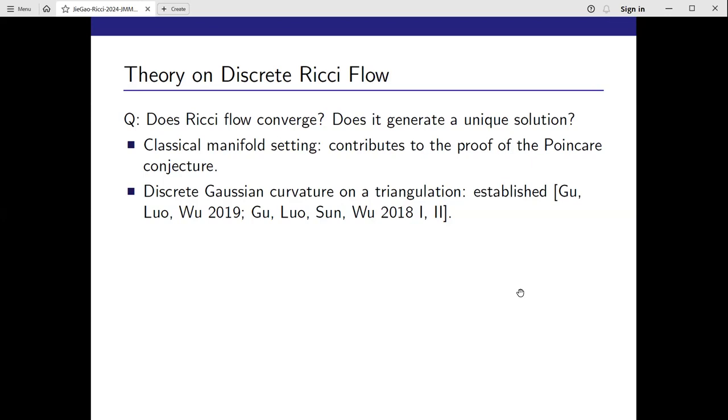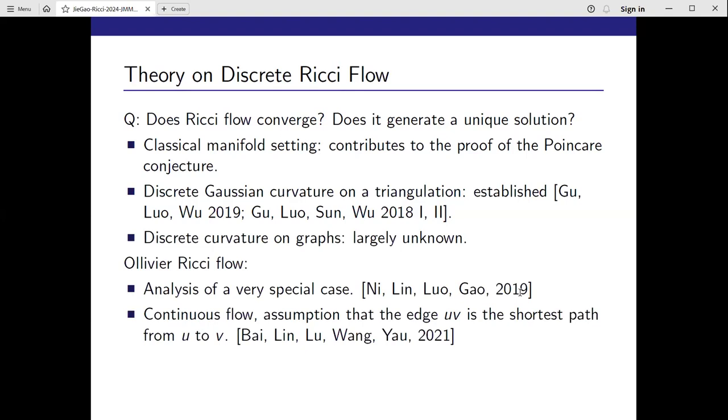And for the graph setting, it's still largely unknown. So lots of questions are still open. We know that for a very special case, we are able to analyze the behavior of Ricci flow. We can basically show this phenomenon of communities moving away from each other, but only for a very special case.